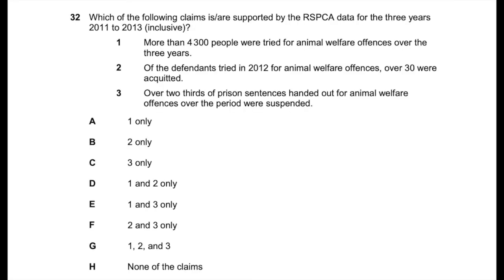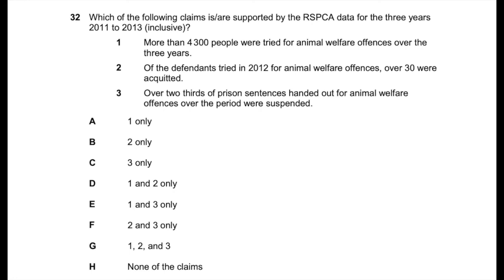Question 32. Which of the following claims is supported by the RSPCA data for the 3 years 2011 to 2013, inclusive? 1. More than 4,300 people were tried for animal welfare offenses over the 3 years. 2. Of the defendants tried in 2012 for animal welfare offenses, over 30 were acquitted. 3. Over 2/3 of prison sentences handed out for animal welfare offenses over the period were suspended. The correct answer is G because of the following.